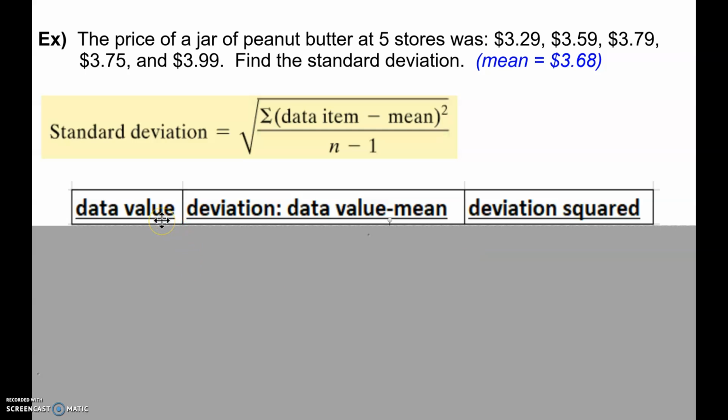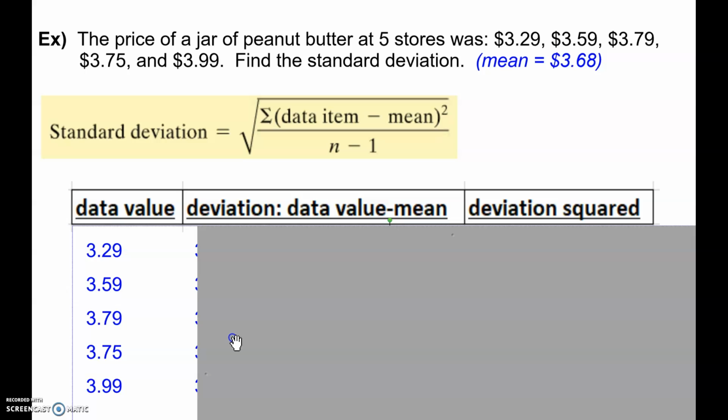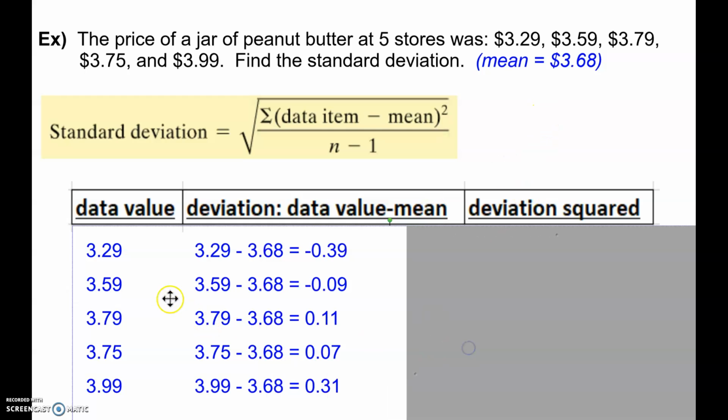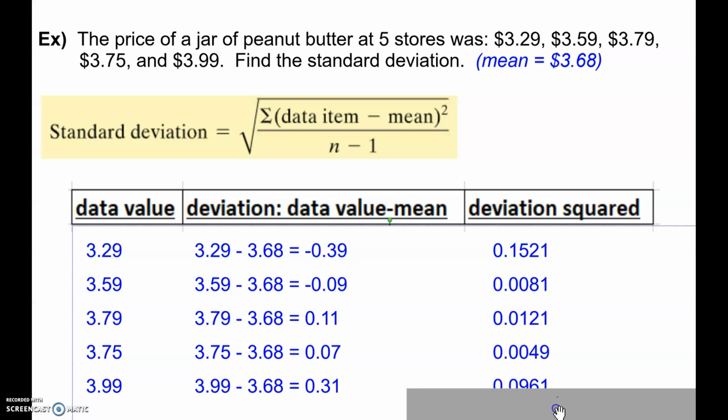So we have a data value column. Each one of my data values, we're going to list those out, each of my prices. Then the deviation, we're going to take the data value minus the mean, that 3.68. So I take each of those data points minus 3.68 and calculate the answer. Then my last column is take that deviation and square it. So now I have each of those values squared. So that's calculating the inside parentheses here and then squaring each one individually.